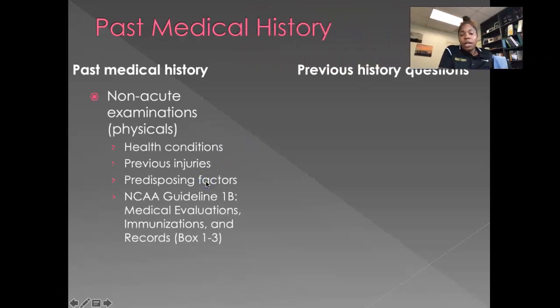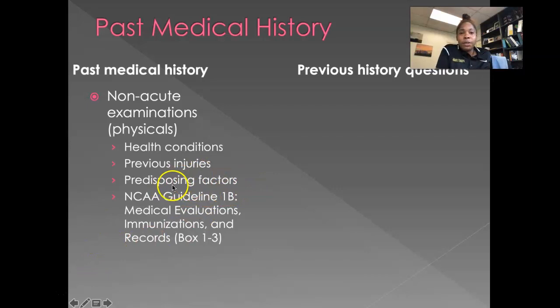bit different. So if we're thinking past medical history, essentially what we're thinking about is non-acute examinations. So they've had physical exams. And so in the past medical history, when was your last physical exam? What previous health conditions have you had? Not just injury, but health conditions. Are they a diabetic? Do they have a history of COPD? Do they have a history of hypertension in the family, right?